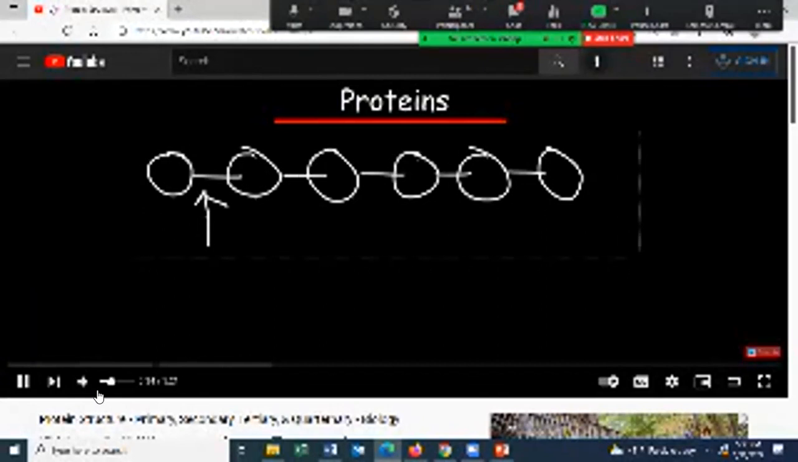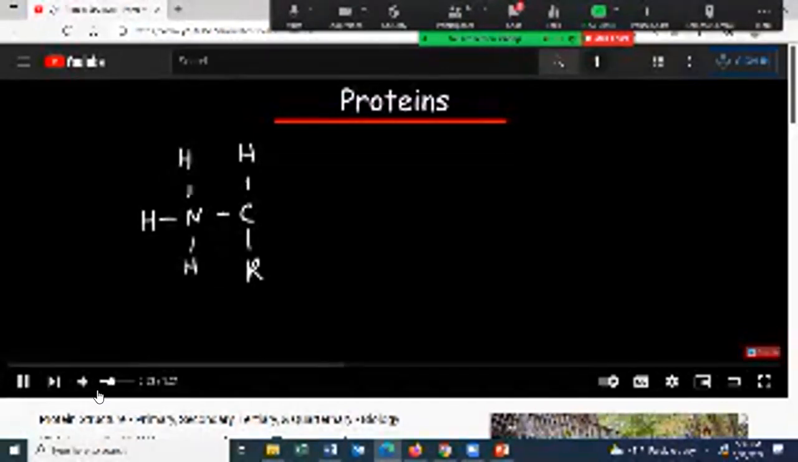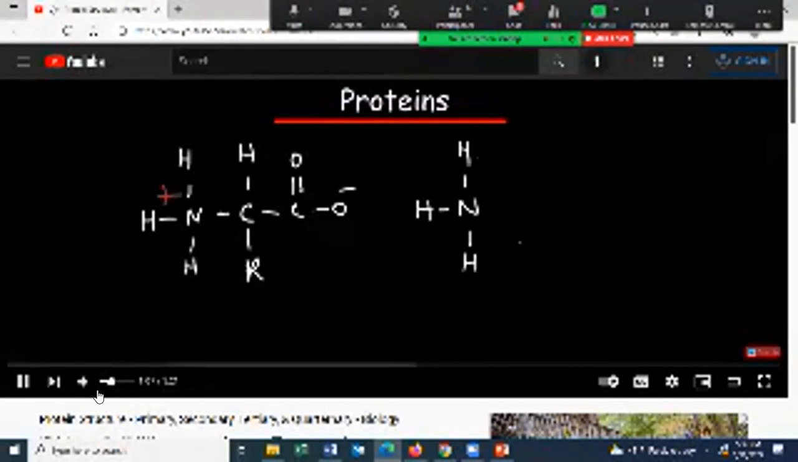So let's talk about the individual structure of an amino acid. An amino acid has a chiral carbon with a hydrogen attached to it, and it has an amine group attached to it as well. And then it has an R group and a carboxyl group. Now I'm going to draw another amino acid right next to it. The left side, where the nitrogen is located, is the N-terminal of the amino acid. The right side, that has the carboxyl group, is the C-terminal of the amino acid.